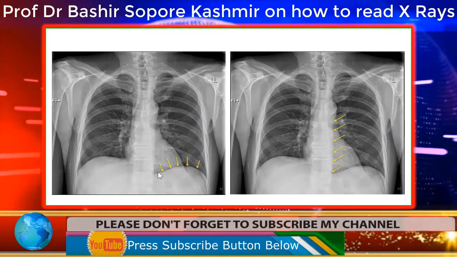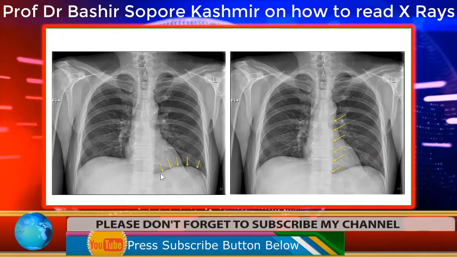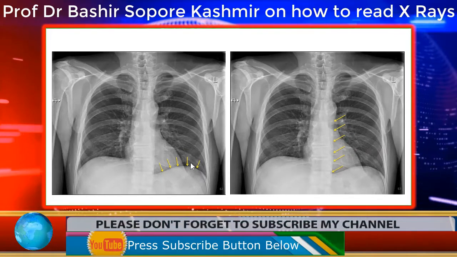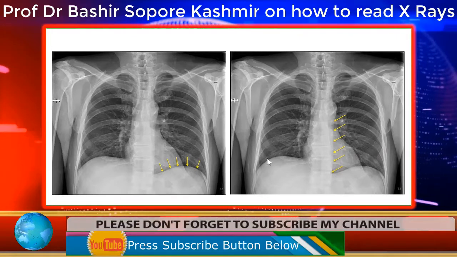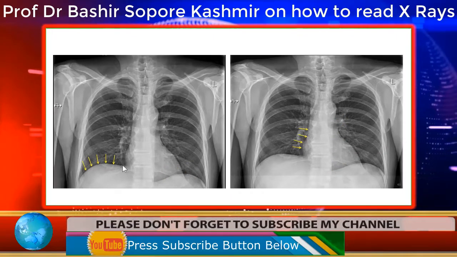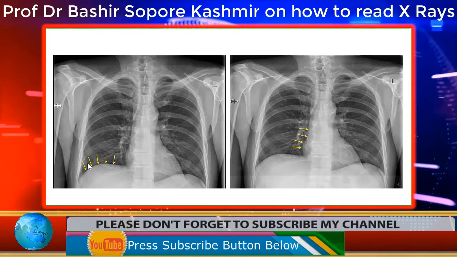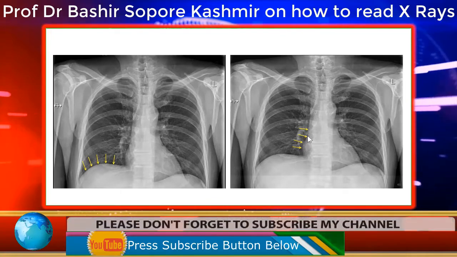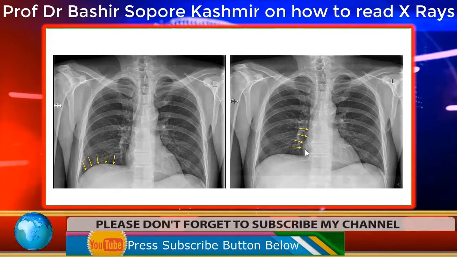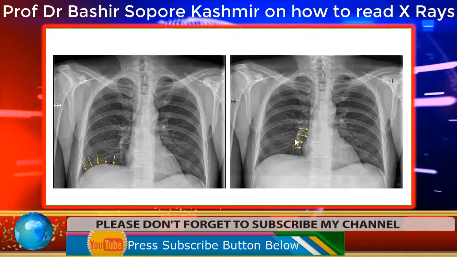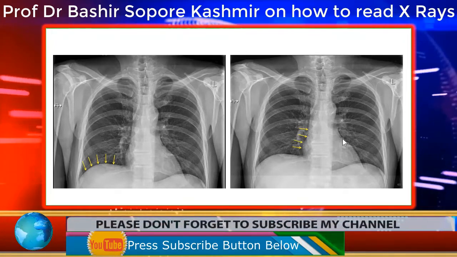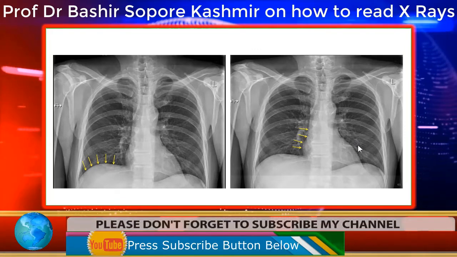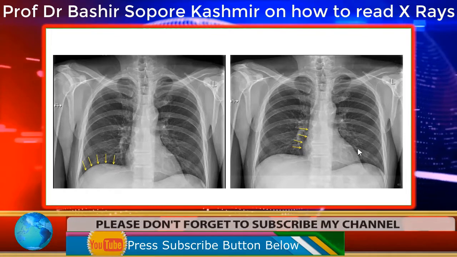So the left hemidiaphragm is touched by the left lower lobe. The right hemidiaphragm is touched by the right lower lobe. And the right atrium is touched by the middle lobe. And the left border, that is the left ventricle, is touched by the lingula of the upper lobe.